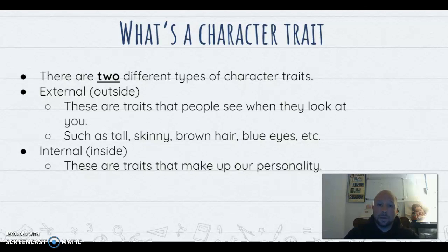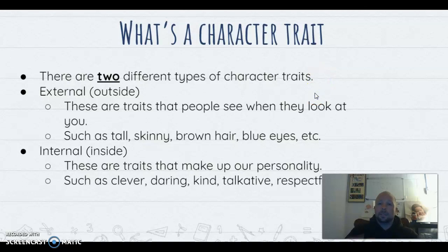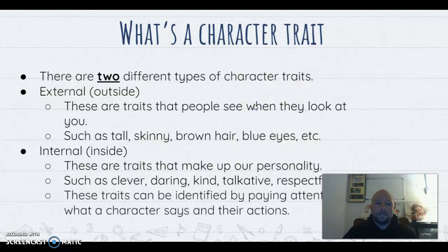So these traits are the things that make up our personality. Okay, so if someone is telling you that you're a very nice person, very kind person, those are internal character traits. No one's going to say that you're kind or nice or anything like that unless they actually see the things that you do or judge you on what you say. Now, some examples are such as being clever, daring, kind, talkative, respectful, those types of things, right? These traits can be identified by paying attention to what a character says or their actions.